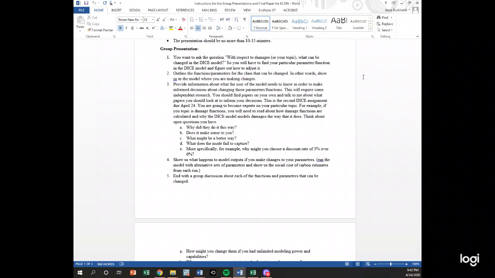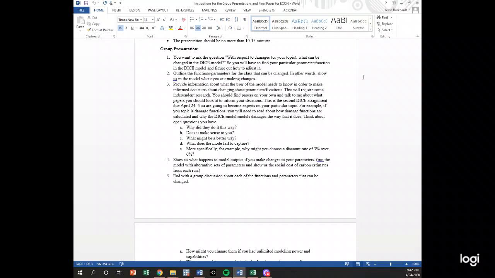So we've picked a few different groups, a few different aspects of the DICE model we think are important that we're going to mess around with. We're going to tweak, try different parameter values and see how that affects the social cost of carbon estimates. So the first question for your group is, with respect to whatever your topic is, damages or discount rates or decarbonization, what can be changed in the DICE model?